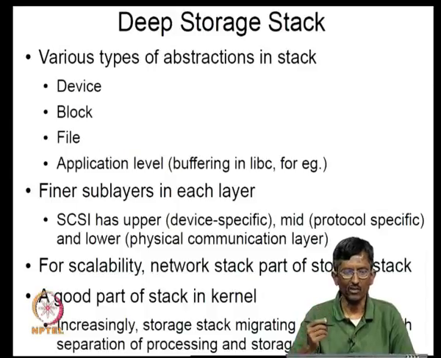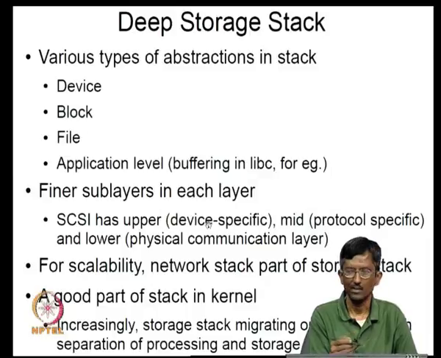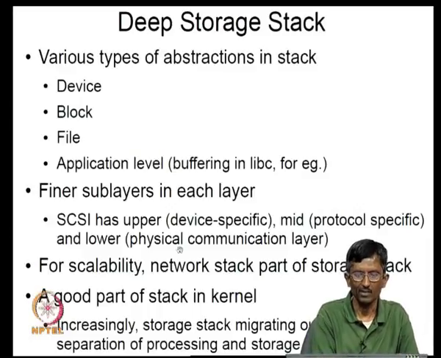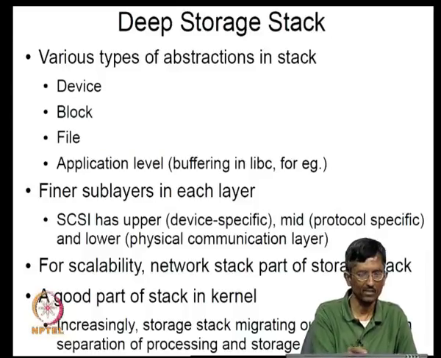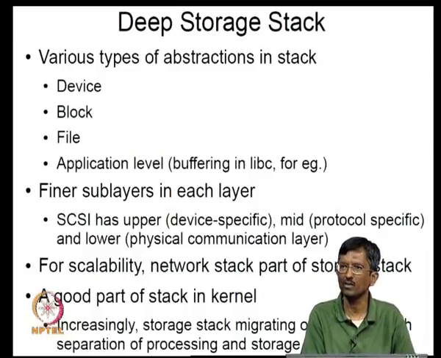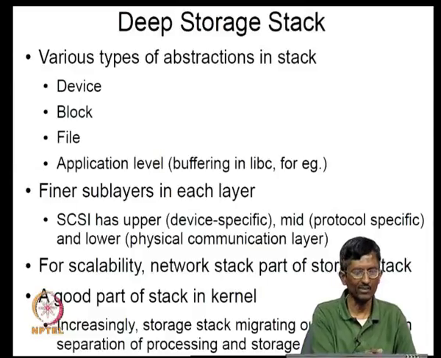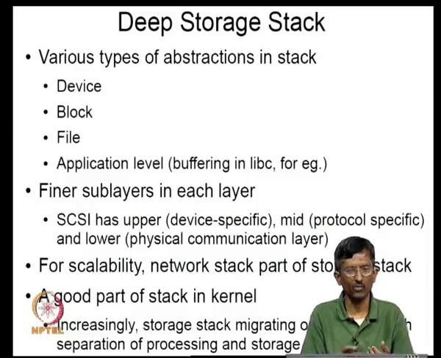So, it turns out there are device specific things, like for example, tapes, you know, they have some device specific things. There are protocol specific things, sorry. There are communication layer specific things. USB has similar things, SCSI also has similar things. SCSI is basically a storage protocol, USB is a slightly more general protocol, it is not only geared for storage, but SCSI is very much geared for storage, okay. And we will discuss why SCSI has a certain storage aspect to it.